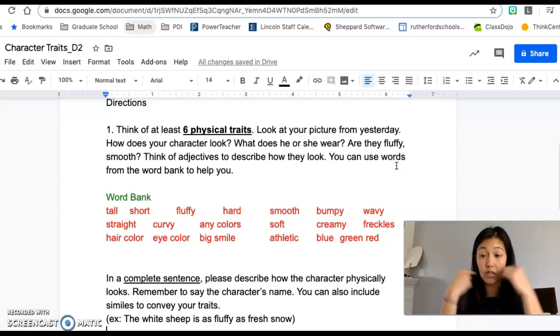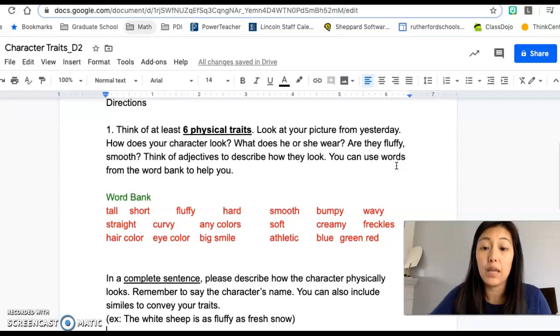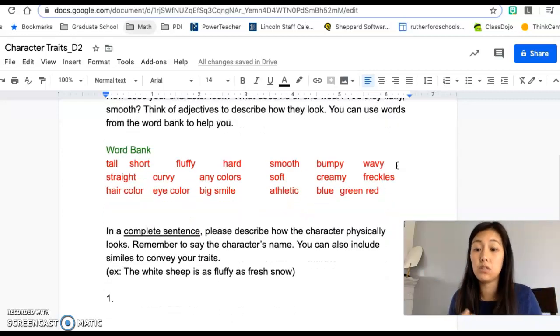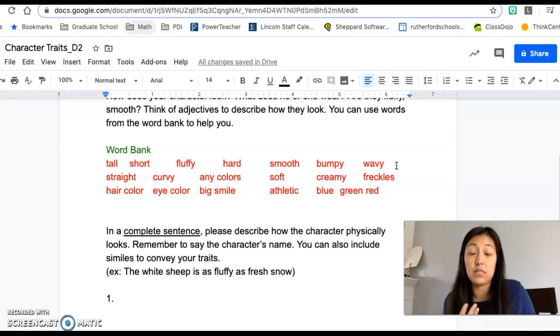Again, a physical trait is what you see. And in a complete sentence, please describe how the character physically looks. Remember to say the character's name. You can also use a simile in your sentences to help understand the trait.